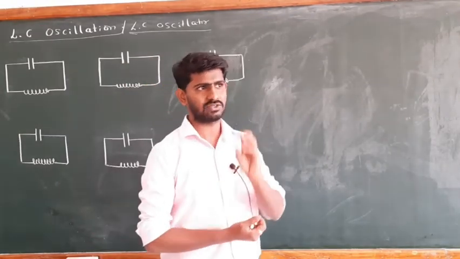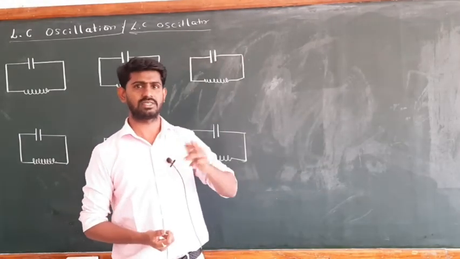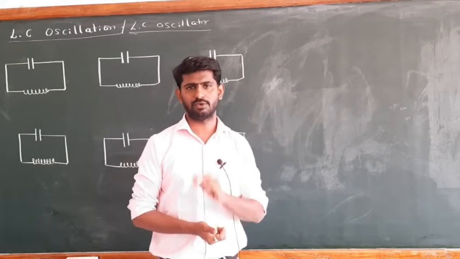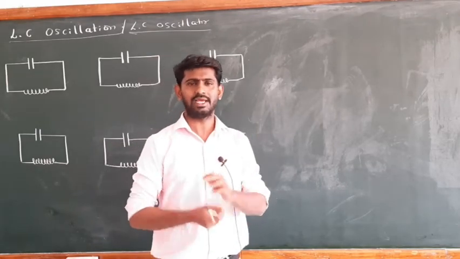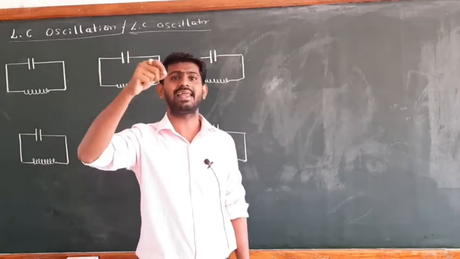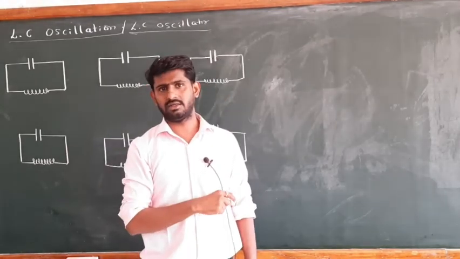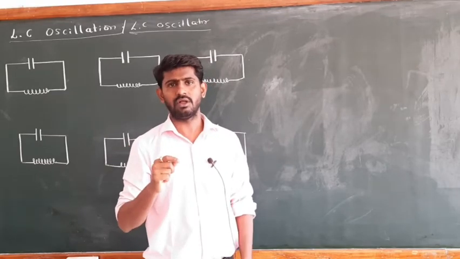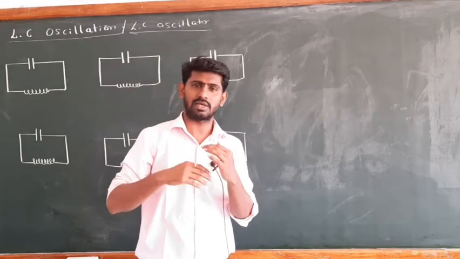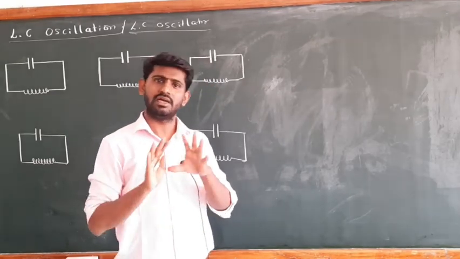So LC oscillation means here the energy exchange takes place between the inductor and a charged capacitor. So the energy is oscillating. Once it will be at the capacitor, the energy is in the form of electric energy. Once the same energy will be in the inductor as magnetic energy. So the energy oscillates between a capacitor and inductor. For some time it becomes electric energy in the capacitor, for some time it becomes magnetic energy in the inductor.